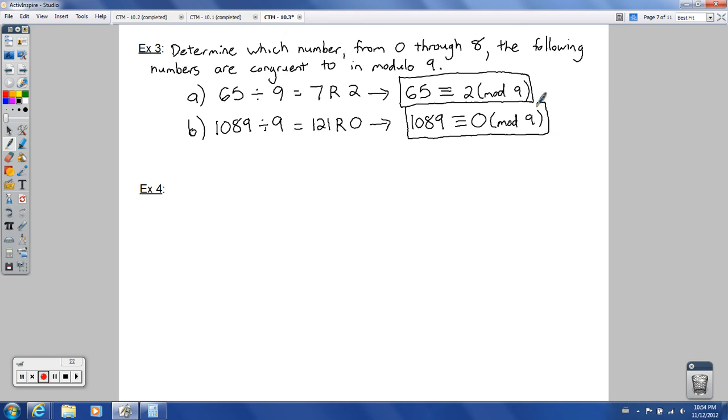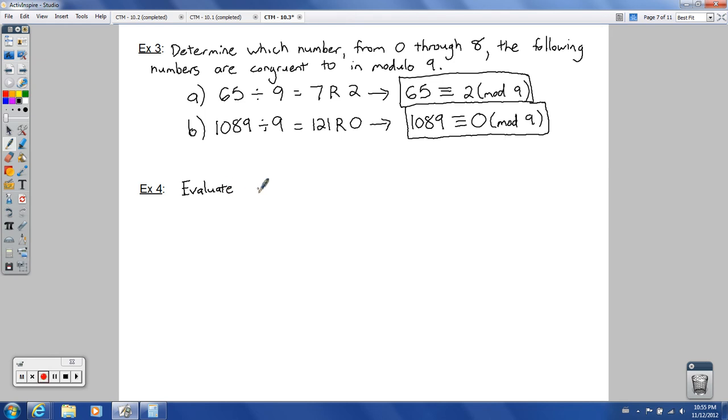Cool little trick if you've never learned it. You add up the digits of any number. This always works for 3 and 9. If the sum of the digits is divisible by 3 or 9, then the number itself is divisible by 3 or 9. So here, 1 plus 0 plus 8 plus 9 is 18, and 18 is divisible by 9, so I know this big number is divisible by 9. Kind of cool that it always works out, but we won't get into more of that. Just a cool side note.